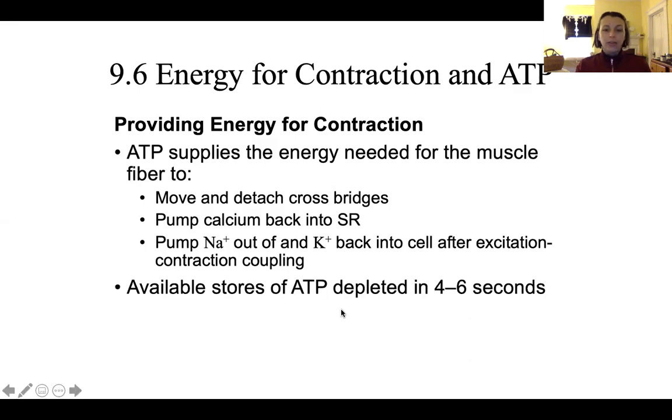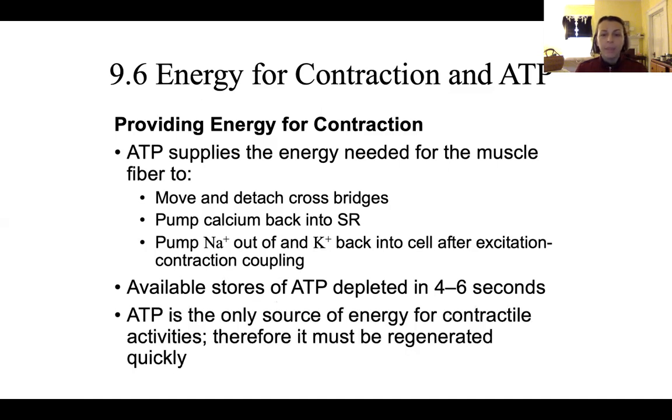So what do we have available as a resource in the muscle ready to go? We have a little bit of this ready to go. We don't have to make it, it's already there. It'll give us about 4 to 6 seconds of muscle contraction stimulation. So at rest, we already have energy for 4 to 6 seconds of muscle contraction. Then we're gonna need to make more ATP. It's the only source of energy for contraction, so we have to make it fast.